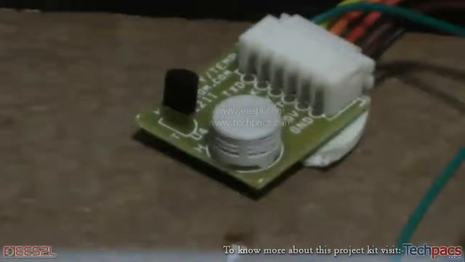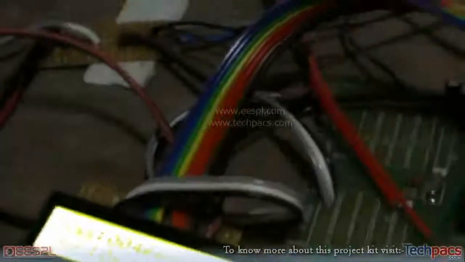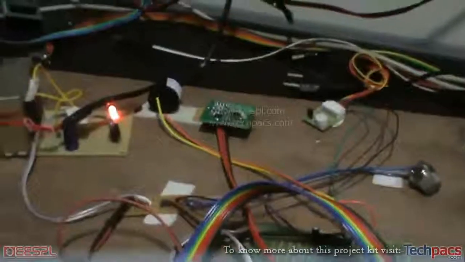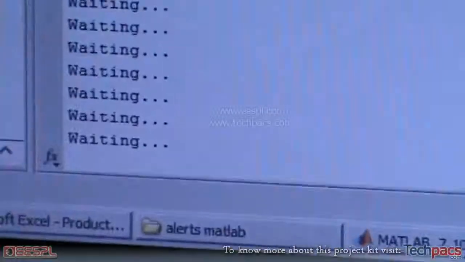We also have a humidity sensor, this one, which is used to measure the environment's humidity. Along with it, we have a temperature sensor, the LM35. Both levels are displayed here, so we can monitor them on this LCD. But the main thing of this project is that we can get a remote alert using this wireless transmitter on a PC in which a code is developed in MATLAB, which receives the signal using this wireless receiver and gives us a visual alert here. Right now it is waiting for a signal to come, in case the levels reach hazardous points.